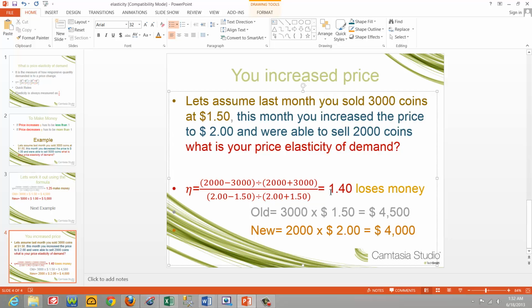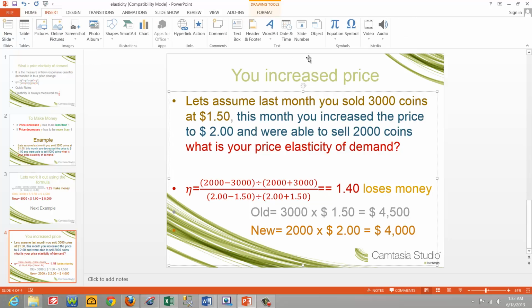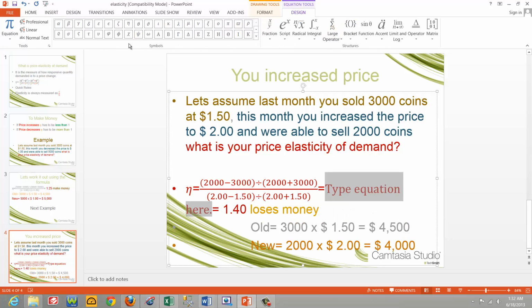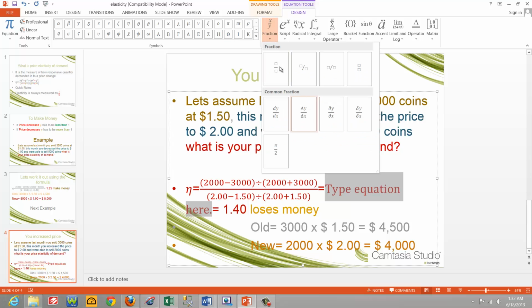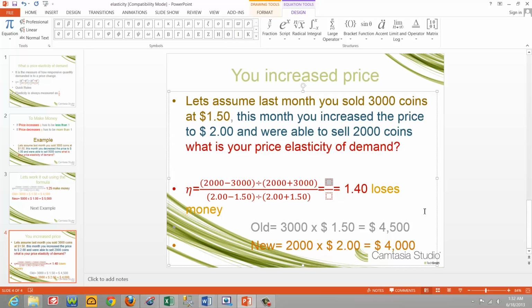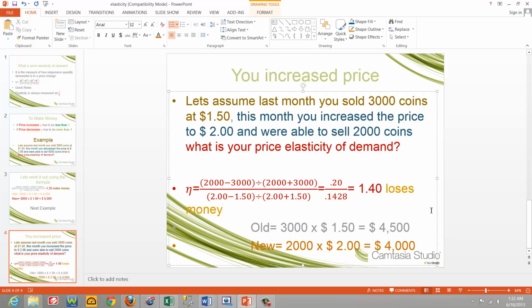You know what? Let me do this to even make things more clear for you. Here it is. This will be 0.20. This will be 0.1428. So, like I said, do not be afraid of the formula. If you're not good with math, it's very easy.